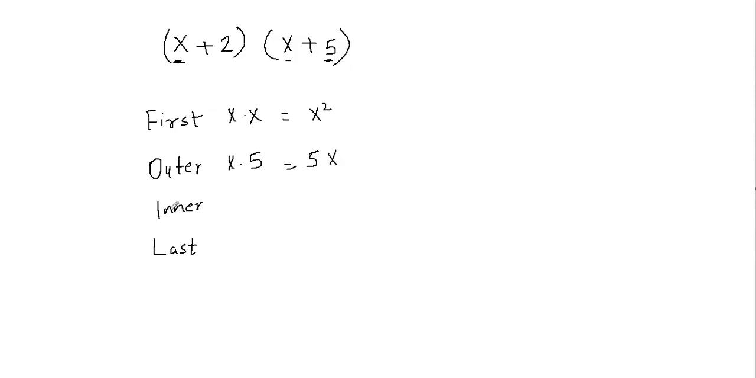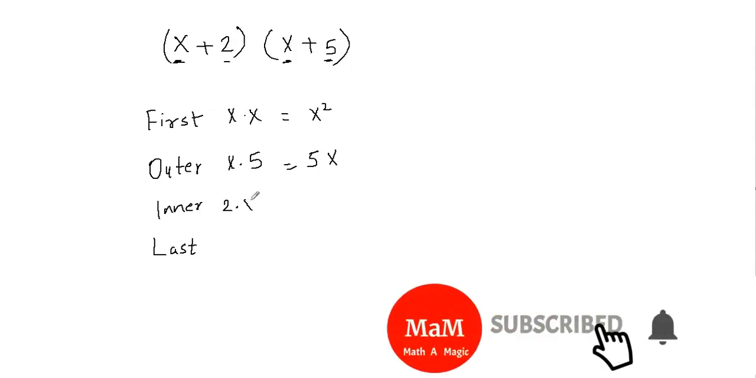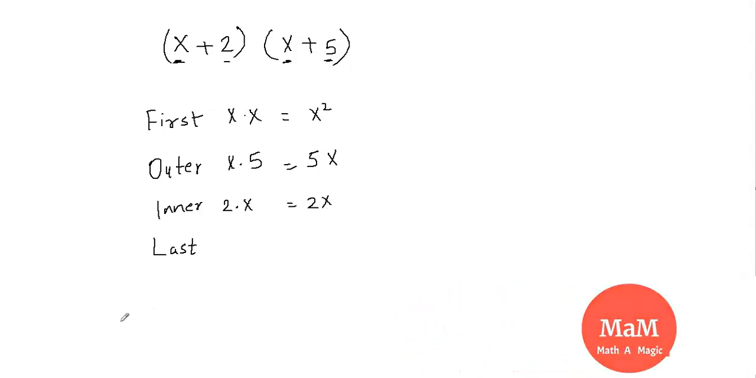Now I stands for the inner terms or inside terms. Now we're going to identify the inside terms and then multiply them. So the inside term of this binomial is 2 and the inside term of this binomial is x. Notice how they're on the inside of the binomial. So 2 and x. So this will be 2 times x, which will give us 2x.